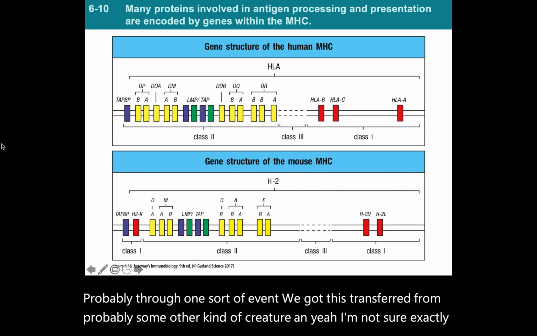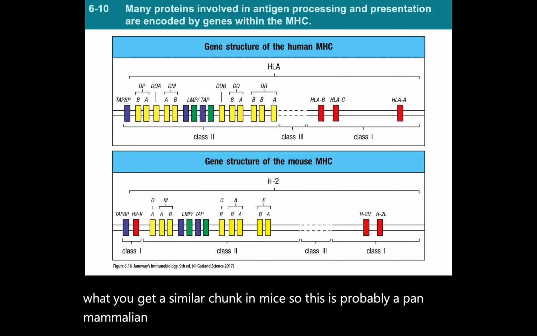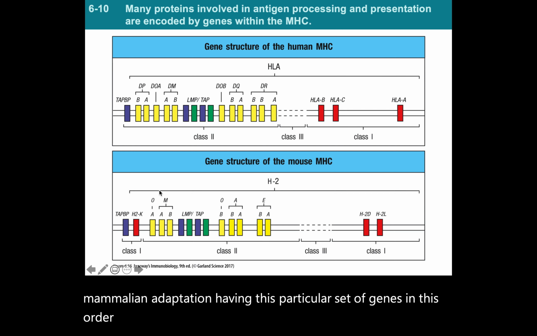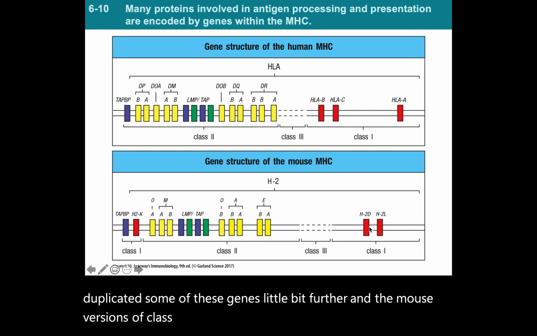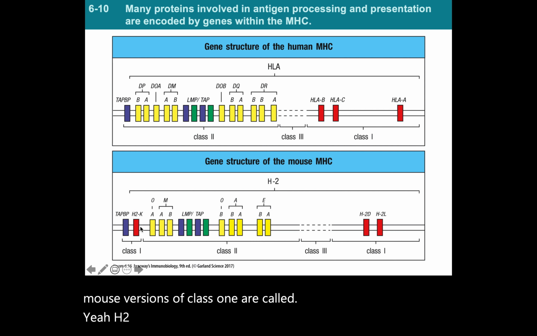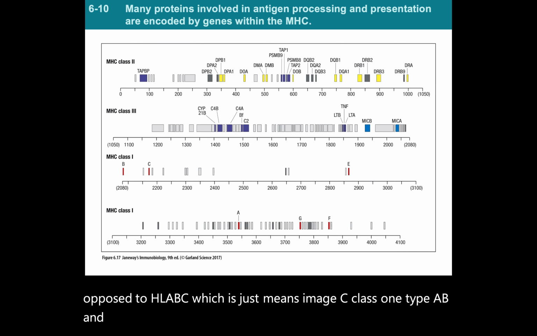You get a similar chunk in mice, so this is probably a pan-mammalian adaptation, having this particular set of genes in this order. But you can see that we've gone a little step further. We've duplicated some of these genes a little bit further. And the mouse versions of class 1 are called H2-D, L, and K, and usually it's a lowercase on those, I think, as opposed to HLA-A, B, and C, which just means MHC class 1, type A, B, and C.